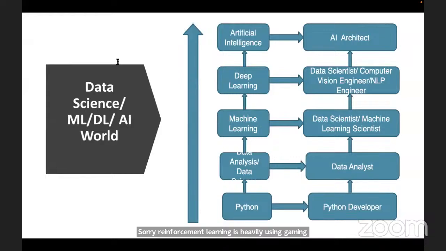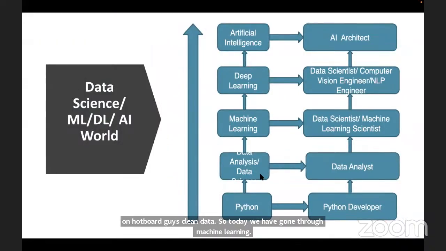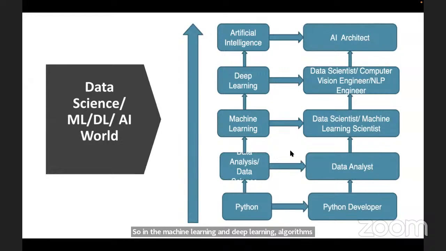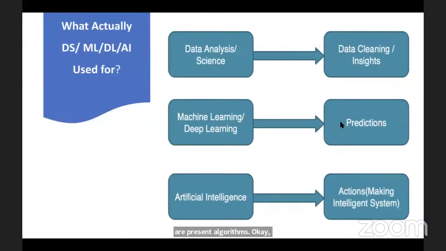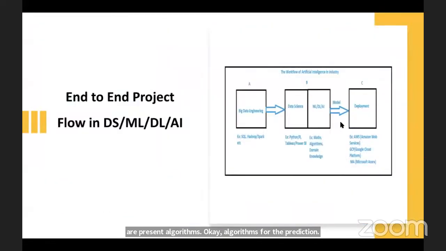Now, as I told you here, this machine learning totally depends on what part, guys? Clean data. So today we have gone through machine learning. In machine learning and deep learning, algorithms are present, algorithms for prediction. So these are the machine learning types.